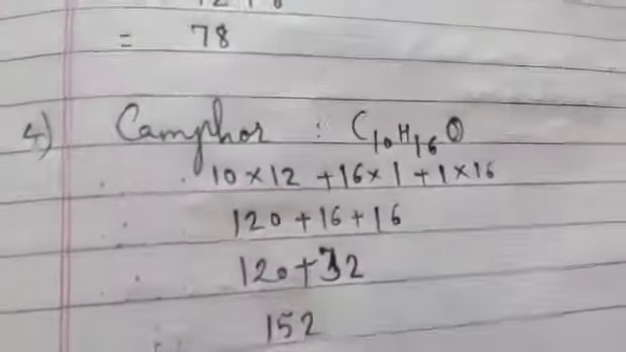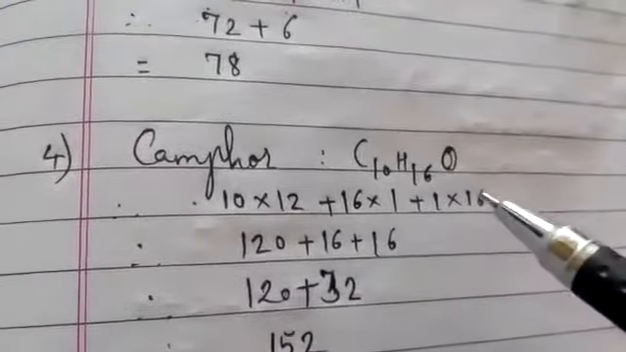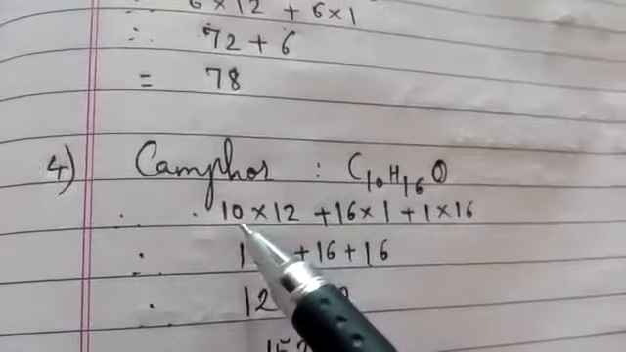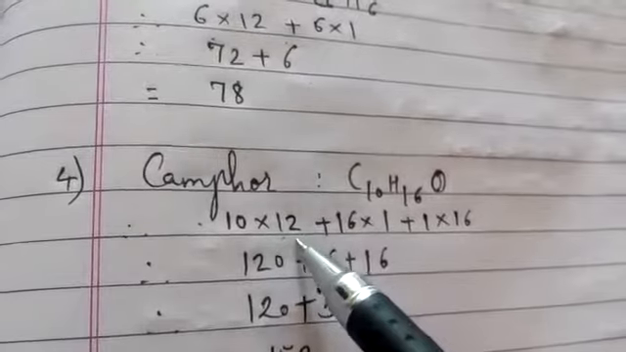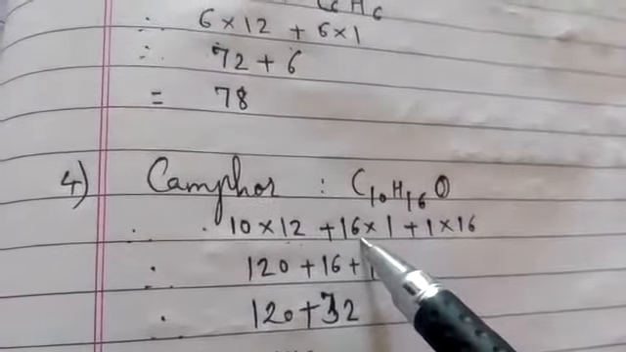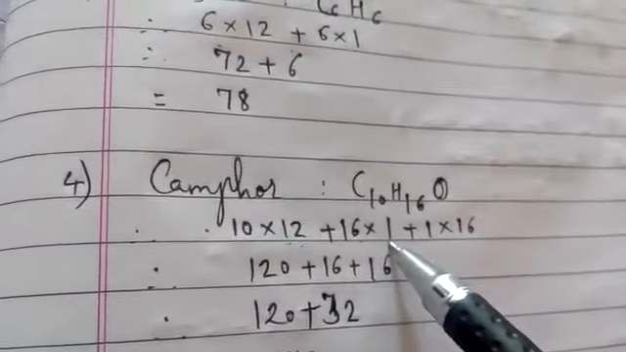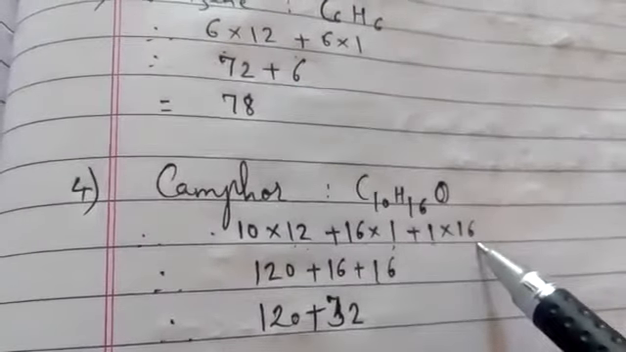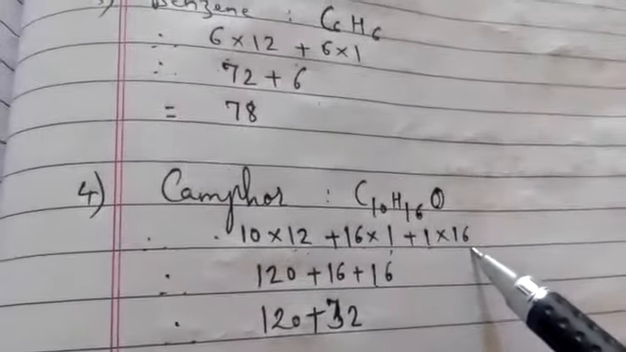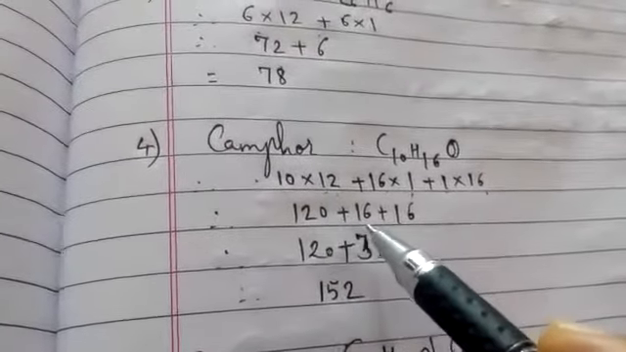Then camphor, C10H16O: 10 atoms of carbon into the atomic mass of carbon, plus 16 atoms of hydrogen into the atomic mass of hydrogen, that is 1, plus 1 atom of oxygen into 16, the atomic mass of oxygen. So that will result in 120 plus 16 plus 16, that is 152.